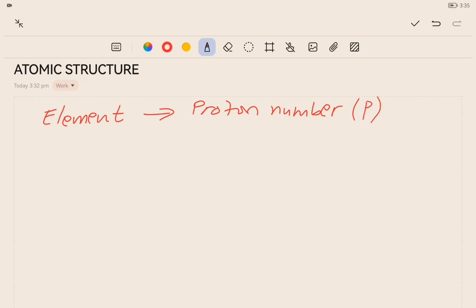An element is always identified by its proton number. So a proton number will tell us the element that we're dealing with. If your proton number is 1, your element is hydrogen. If your proton number is 2, your element is helium. If your proton number is 3, your element is lithium. If your proton number is 4, your element is beryllium. So whenever we are asked to identify an element, we just have to know the proton number.